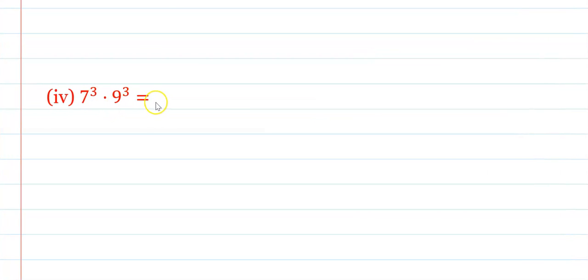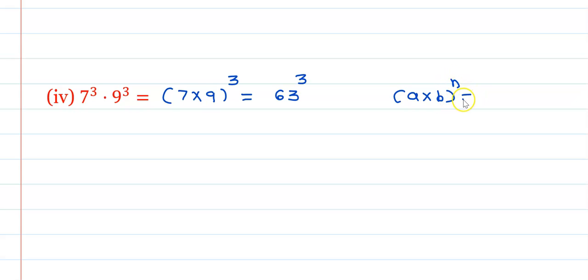Now the next example. Here the bases are not equal but the exponents are the same. Then we can write this as (7 into 9) whole raised to 3, and here you get 63 whole raised to 3. Then what is the rule here? The bases are not equal but the exponents are the same, then we can write it as a raised to n into b raised to n, in this way.